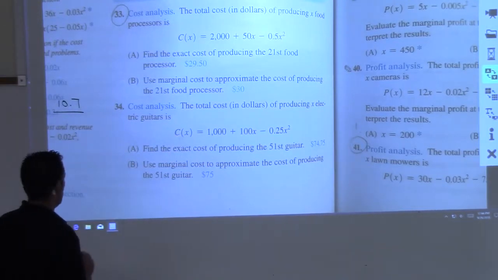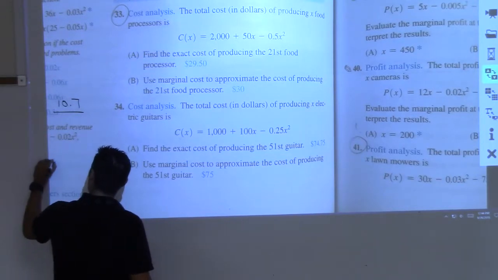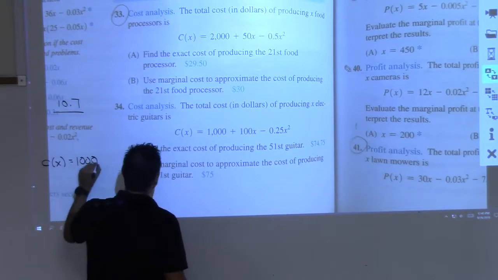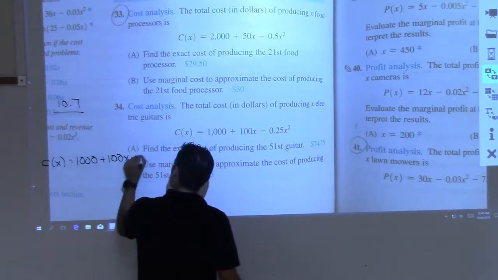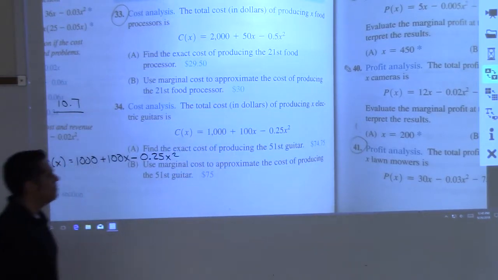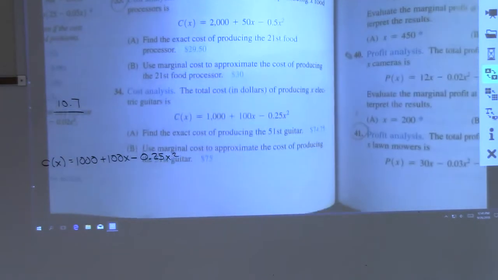So I'm going to go ahead and write this down, because I'm going to take this all off the board in just a second. We have a cost function that is 1,000 plus 100x minus 0.25x squared. Sorry, I'm mixing that up in there. Let me move this. Maybe I can move this up just a little bit. There we go.